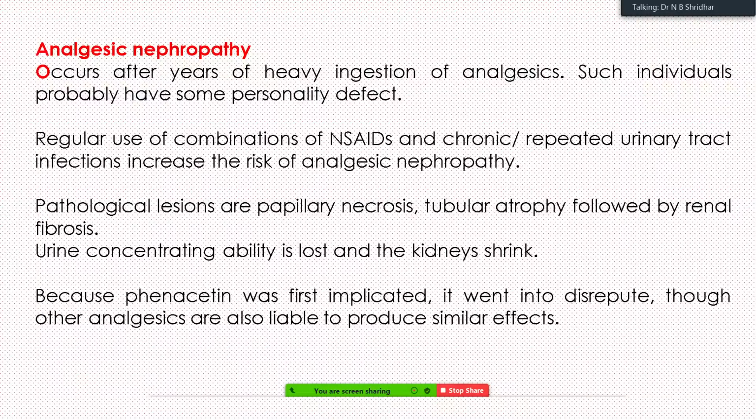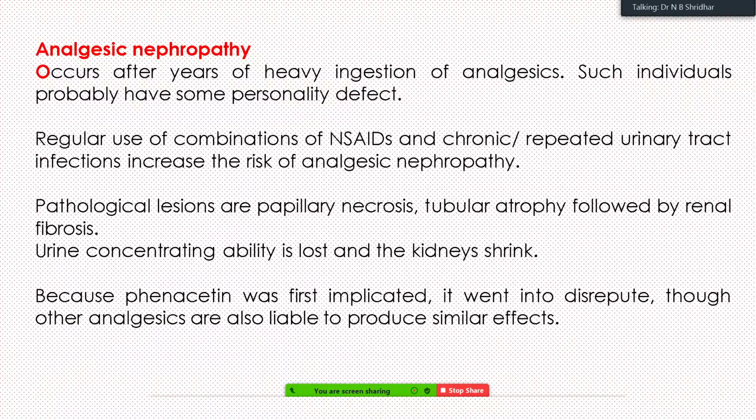There is a term known as analgesic nephropathy. It occurs after years of heavy ingestion of analgesics. Such individuals probably have some personality defect. This may occur in patients suffering from gout or pain originating from the bone. And regular use of combinations of NSAIDs and chronic repeated urinary tract infections increase the risk of analgesic nephropathy.